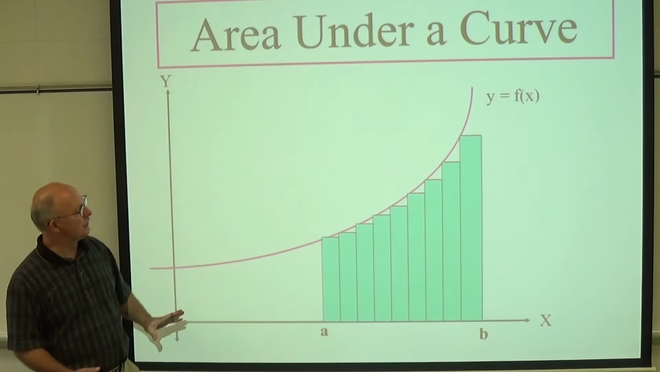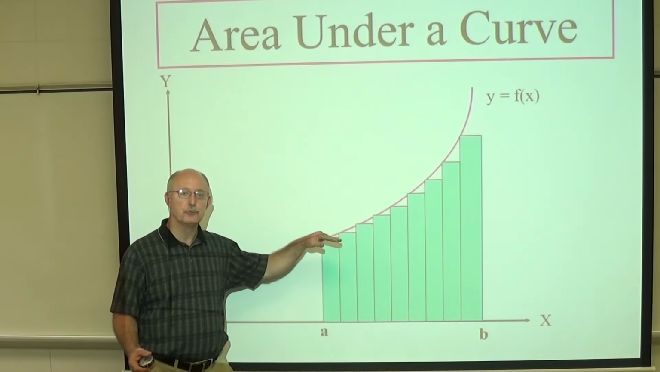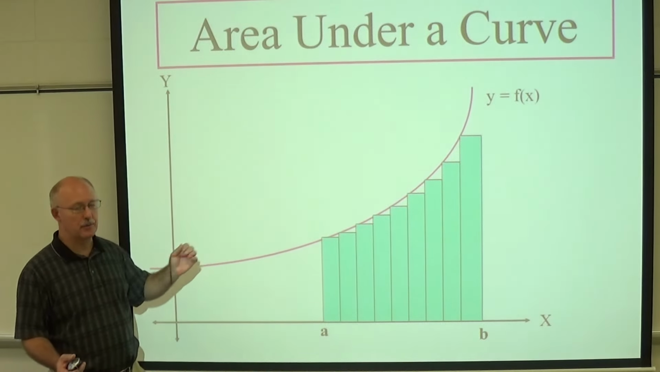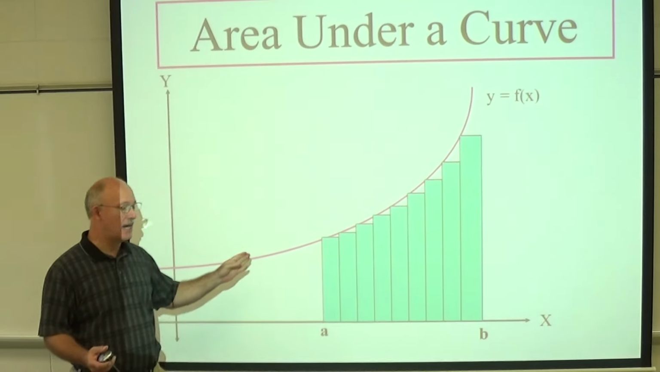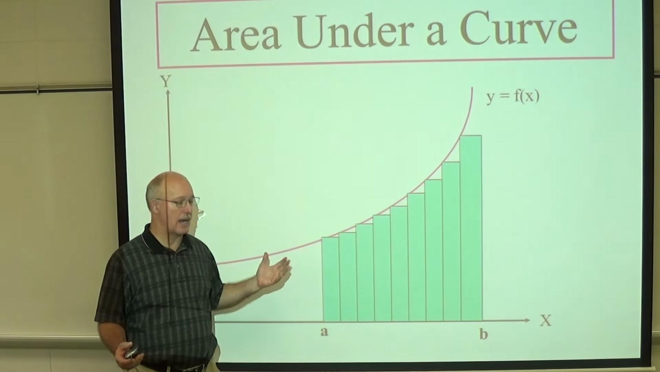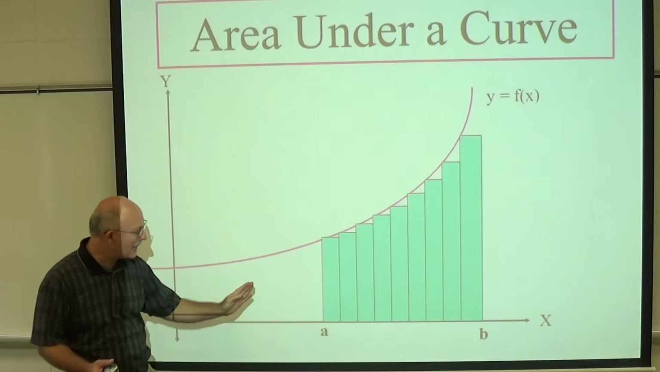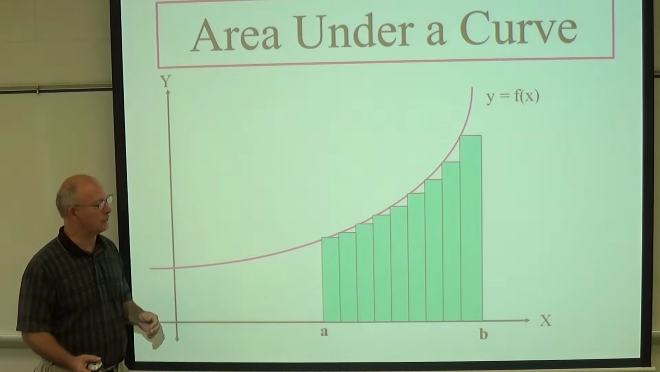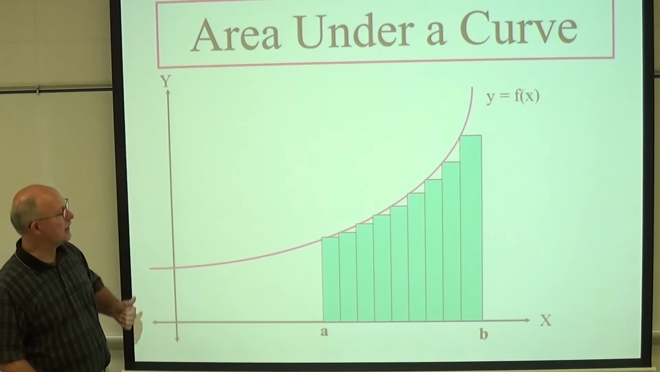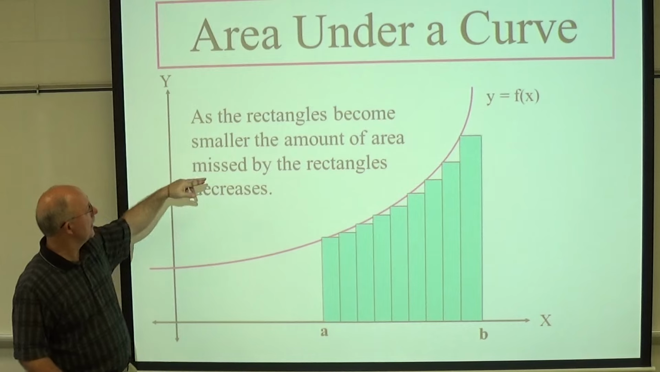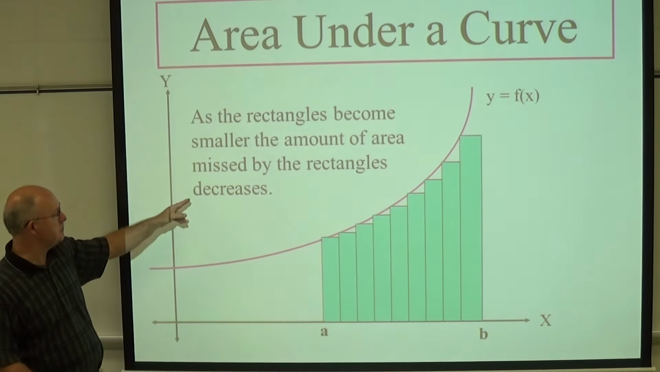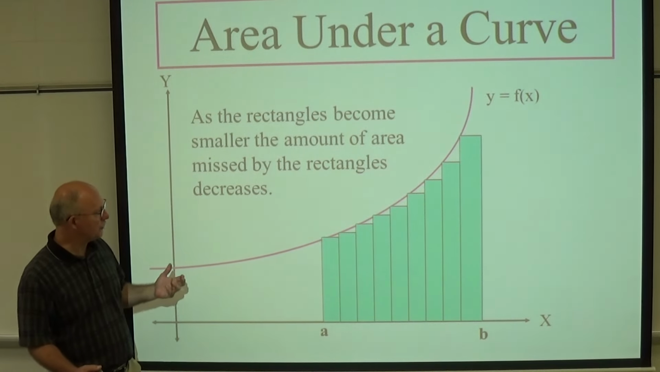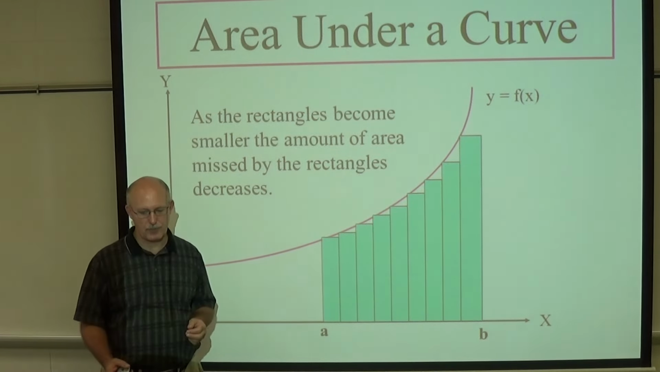So the point I want to get across in calculus is that if 9 rectangles is better than 4 rectangles, 90 rectangles would be better than 9, and 900 rectangles would be better than 100. So the more rectangles we have, the more accurately the area under the curve can be estimated. So what calculus does when we do area under a curve is, as the rectangles become smaller, the amount of area missed by the rectangles decreases. The more rectangles you have, the smaller the amount of area missed.